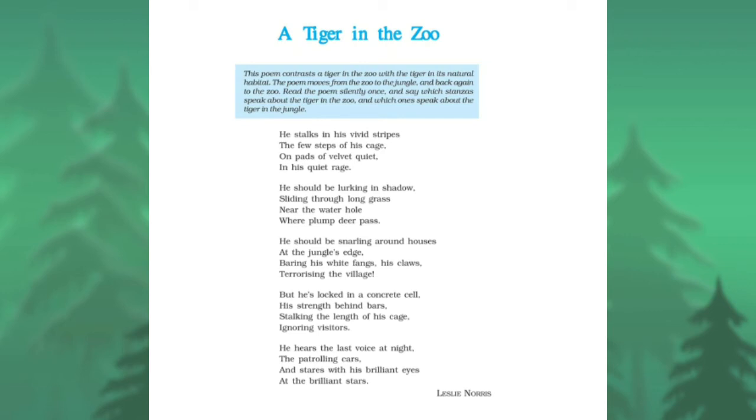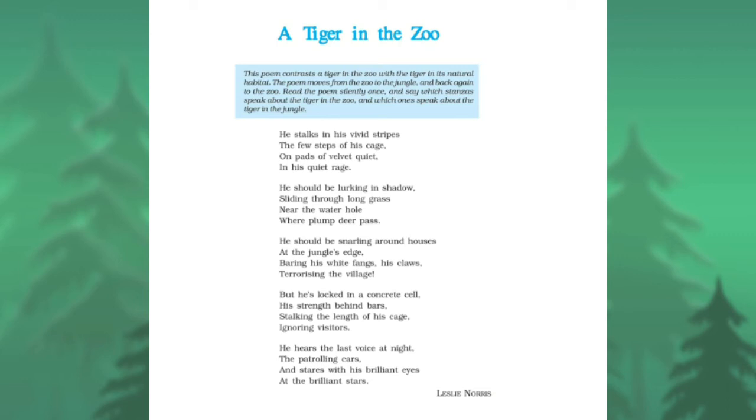So he should be growling or snarling around the houses which are situated at the edge of the jungle. Edge of the jungle means jungle ke kinare. Obviously, all the people never live in the middle of the jungle. Yeah, they live at the edge of the jungle. जंगल के किनारे लोग अपना घर बसाते, right? So what is he supposed to do? He should go near those houses and make a growling sound.